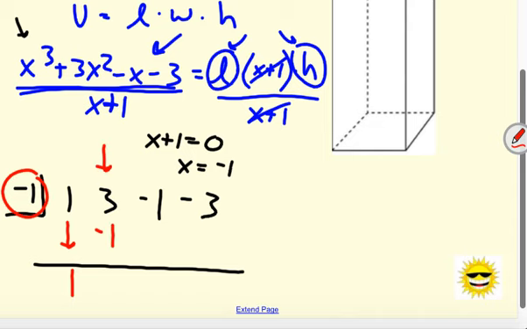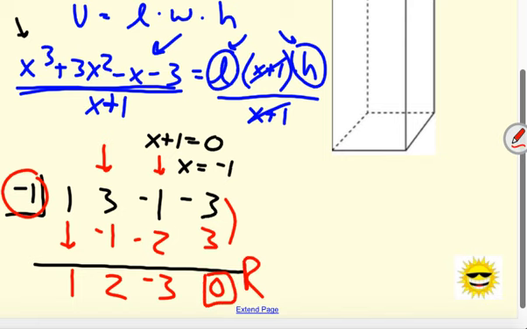Adding this column up, I get 2. Negative 1 times 2 is negative 2. Adding this column up, I get negative 3. Negative 1 times negative 3 is positive 3. When I add these two up, I get 0. My remainder is 0, so that means it divides in there evenly.